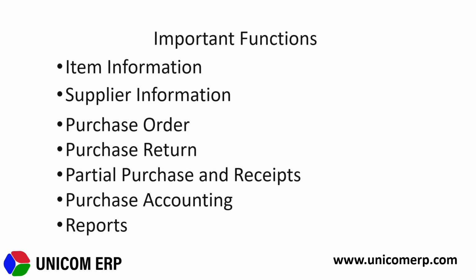A purchase order is a commercial document issued by a buyer to a seller, indicating types, quantities, and agreed prices for products or services required. Important functions associated with the purchase module are item information, supplier information, purchase order, purchase return, partial purchase and receipts, purchase accounting and various reports associated with the above functions.